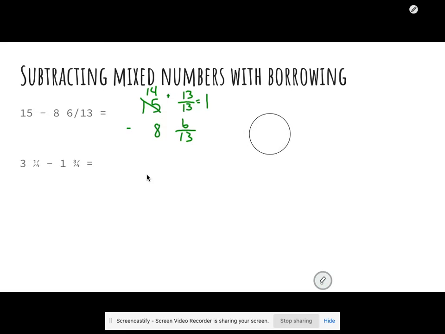So now, after I've done that, I can go ahead and subtract, and 13 subtract 6 is 7 over 13, and then 14 subtract 8 is 6. And so 6 and 7/13 is my final answer.